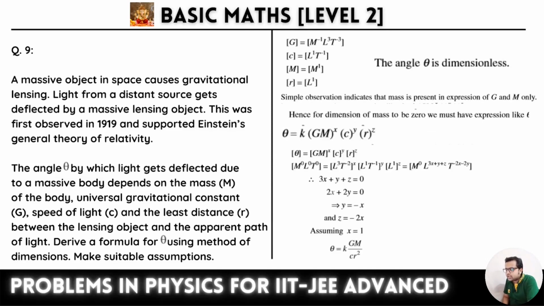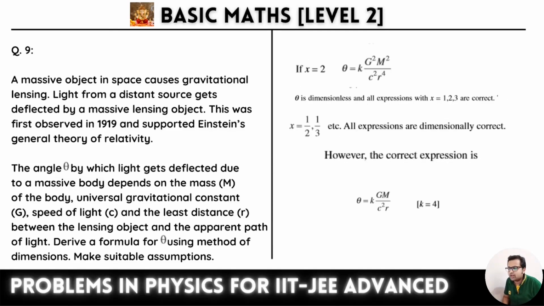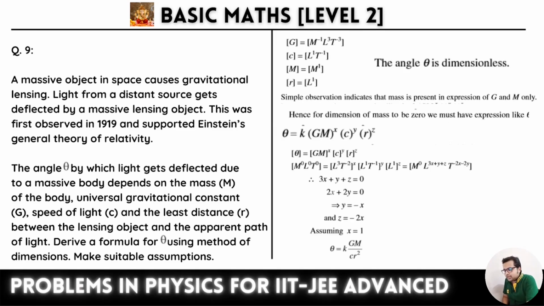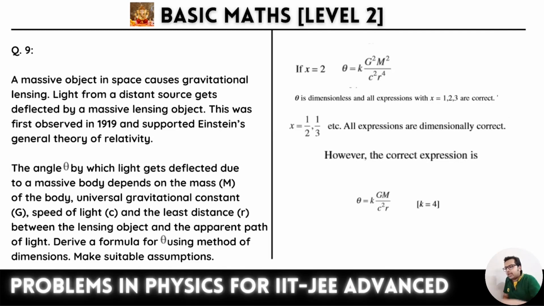Similarly, if we put x is equal to 2, we get theta is equal to k g2 m2 upon c to the power of 2 r to the power of 4. And the thing is, dimensionally this formula is correct, and dimensionally this formula is also correct. So dimensionally that formula was correct, this also. And if you put x is equal to 3, then also dimensionally you will get the formula to be correct. X is equal to 1 by 2, 1 by 3 you put, then also you will get the formula to be dimensionally correct.